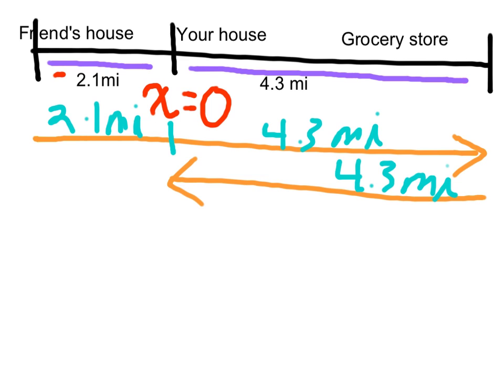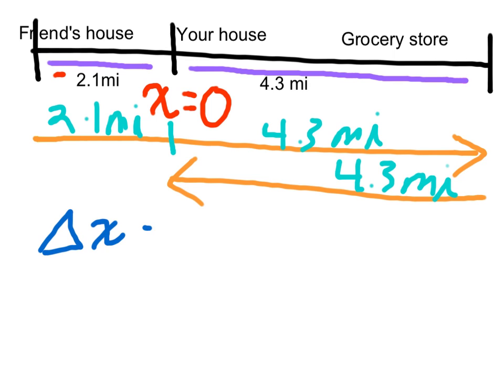Now we want to know the displacement for the trip from your friend's house to the grocery store, and then to your house. So we're going to do that same process again. I'm going to do it the mathematical way, and then I want you to look really carefully at what I've drawn here and convince yourself that my mathematical answer is correct. Here we go.